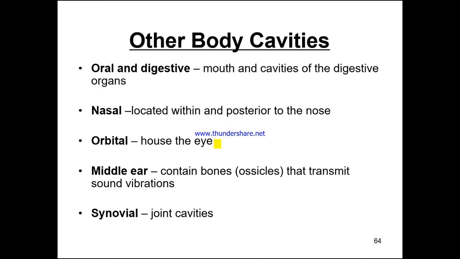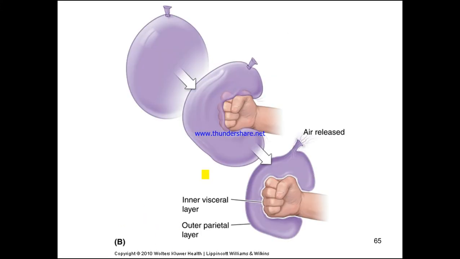Other body cavities include the oral and digestive cavities, the mouth and cavities of the digestive tract; the nasal, located within and posterior to the nose; the orbital, which houses the eyes; the middle ear, which contains the ossicles, the bones that transmit sound vibrations; and the synovial, which is where we have our joint cavities.